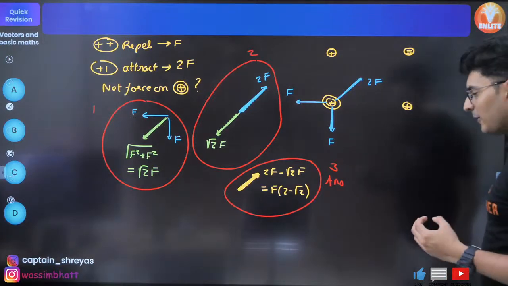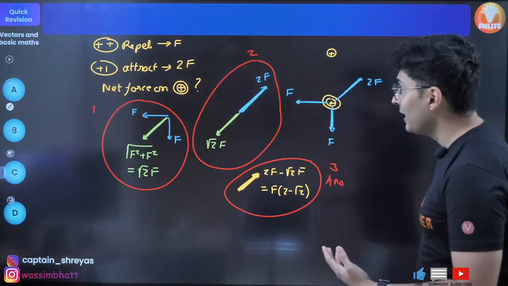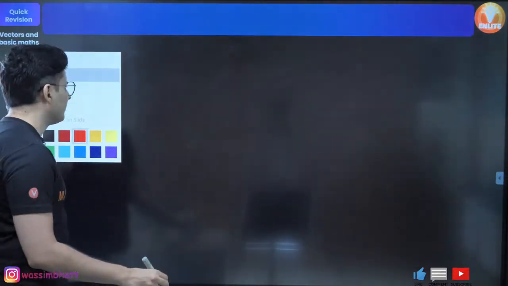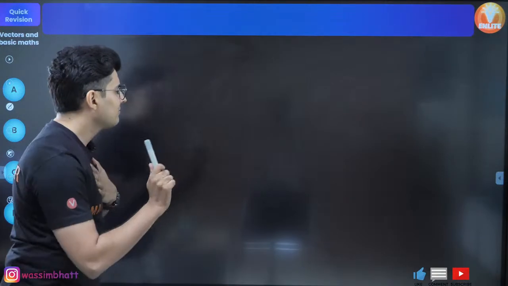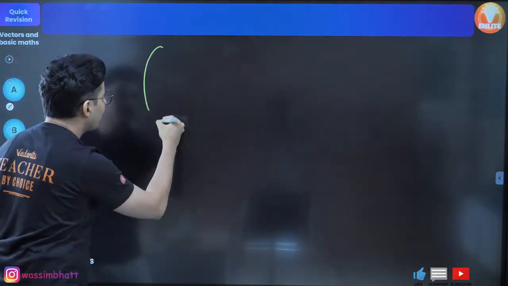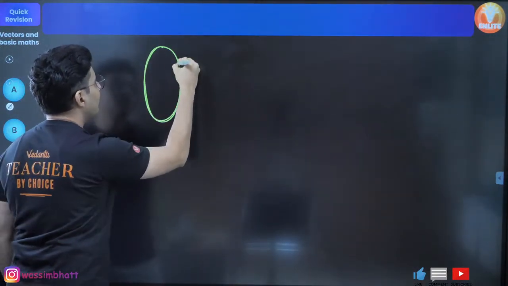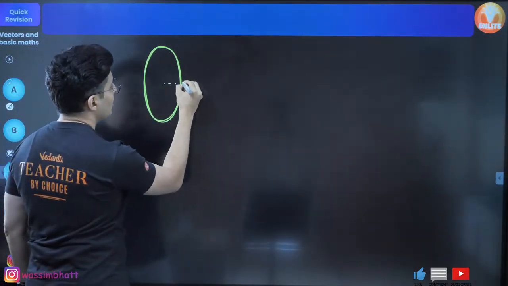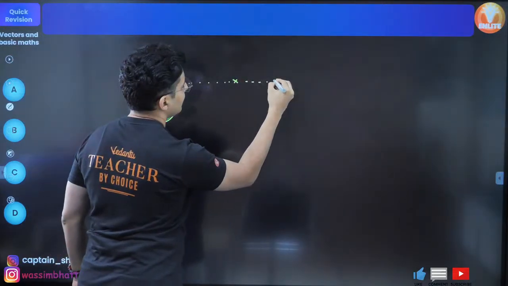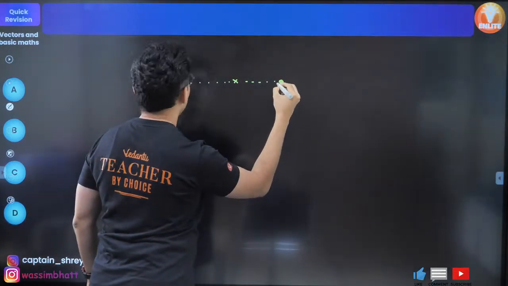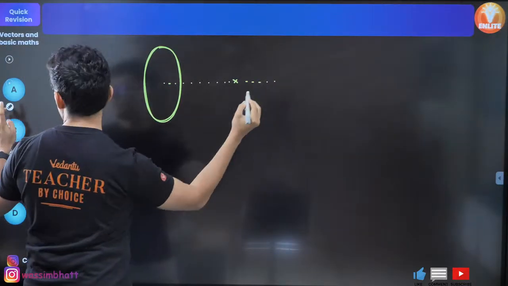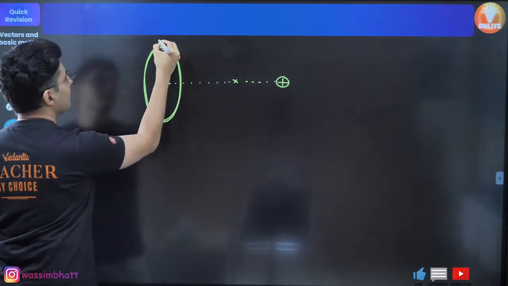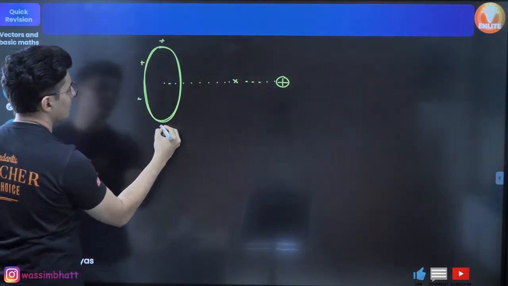Bacha log. Now, you can also have some questions on 3D, and this is going to happen a lot, and many students face problem in this. Okay. Just imagine you have a ring. Many students fail to understand this. Let's see if you guys can understand this problem. You have something on the x-axis, let's say a charge. Okay, you have a positive charge. And this ring obviously is also positive charged.